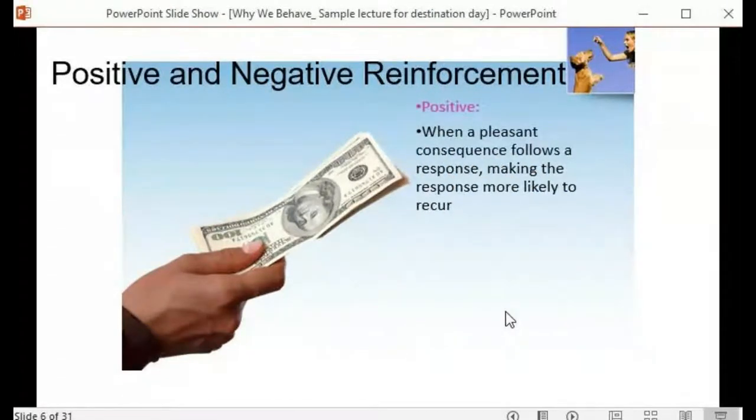That increases the likelihood of future behavior. So what would have to be added that would make you want to do the behavior again? It's going to be something good. So in this case, positive reinforcement is the same thing as reward. I'm sure you've heard the word reward, right? It's a pleasant consequence. Positive reinforcement is anything good that's added in this.